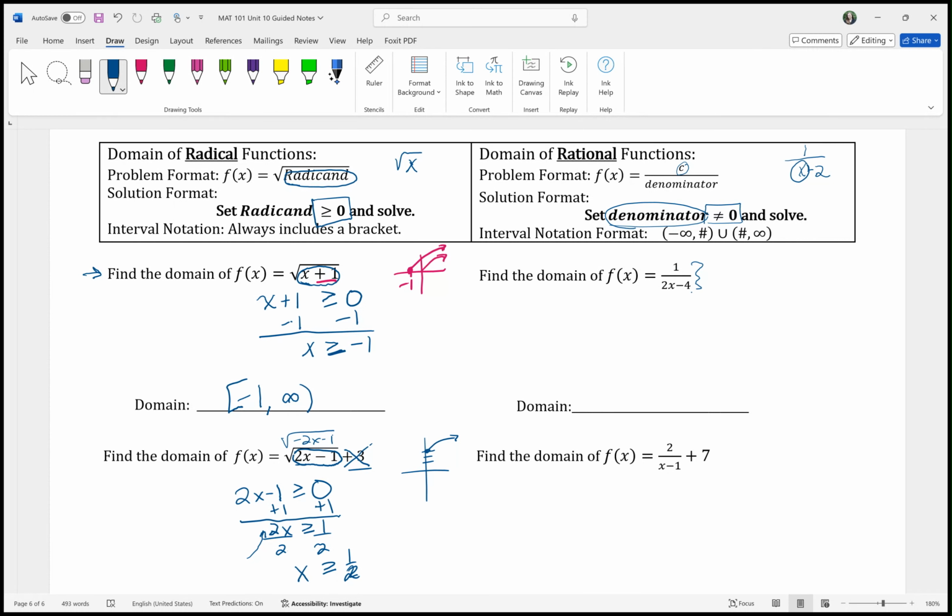So let's look at this example. We have a fraction and we're looking at the denominator, 2x minus 4. We're going to say this 2x minus 4 cannot equal 0. So plus 4 on both sides. That's 2x can't equal 4, and divide by 2. And now this is x can't equal 2.